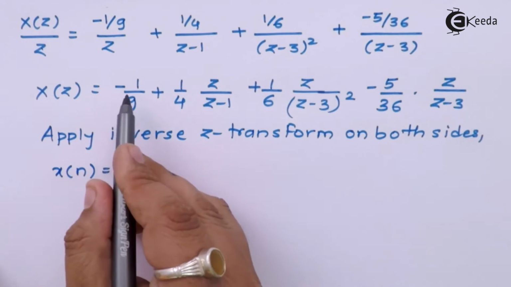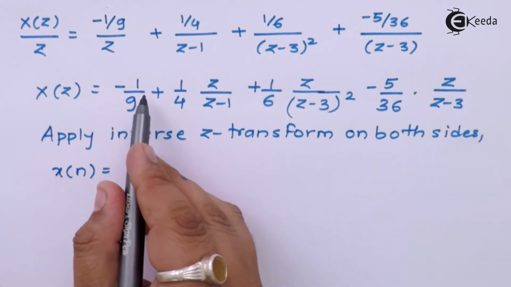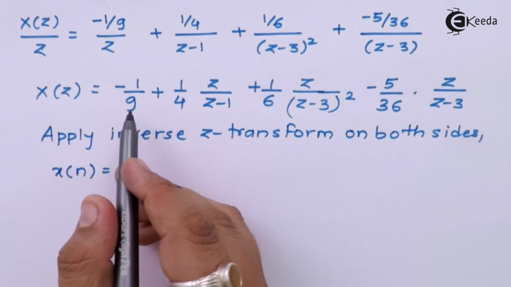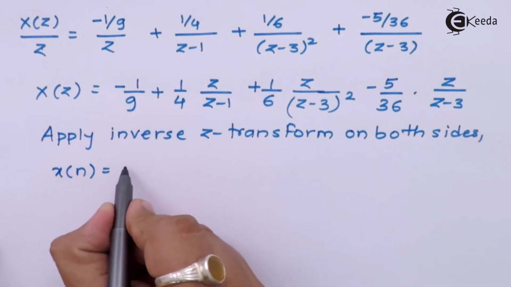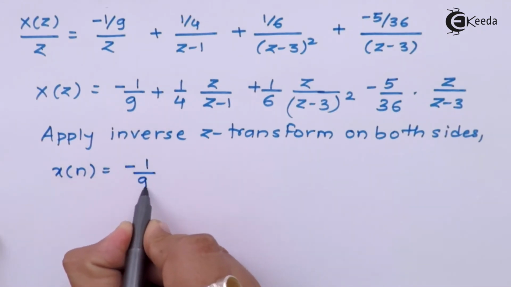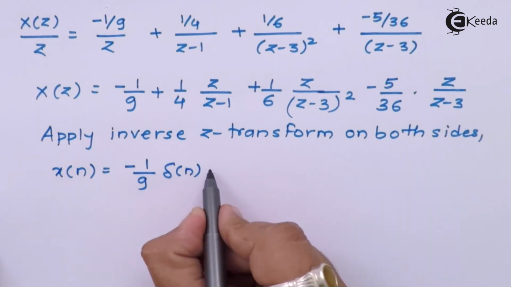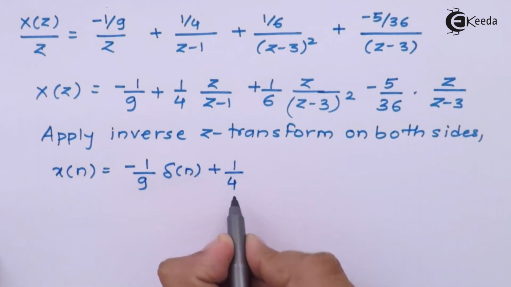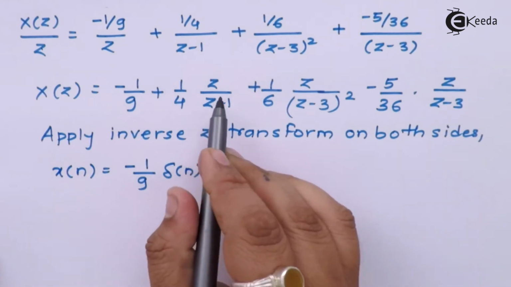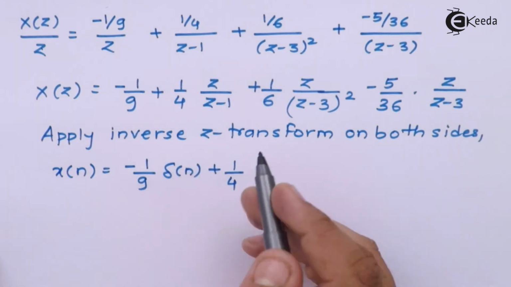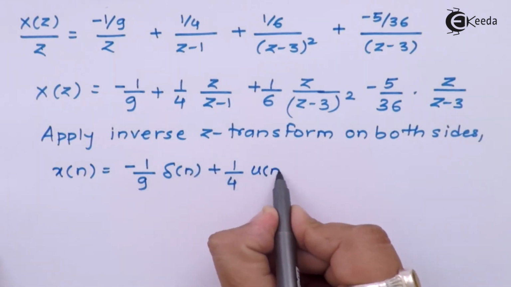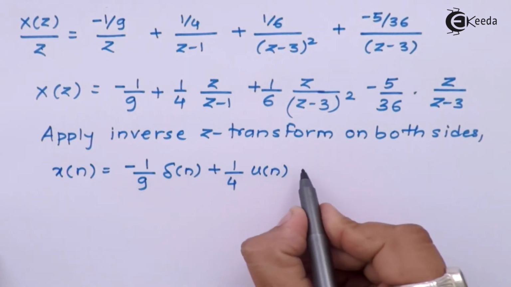Now as minus 1 by 9 is constant, so we have only 1 over there, and the inverse z transform of 1 is nothing but delta of n. So I can write minus 1 by 9 into delta of n. Next, 1 by 4 is a constant, and the inverse transform of z upon z minus 1 is u of n.